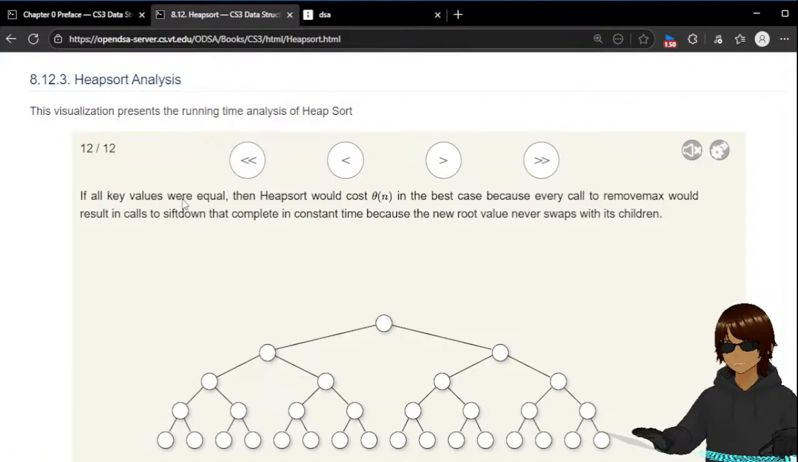Right. All key values were equal. The heap sort would cost theta n in the best case, because every call to remove max would result in calls to shift down that complete in constant time, because the new root value never swaps with its children.